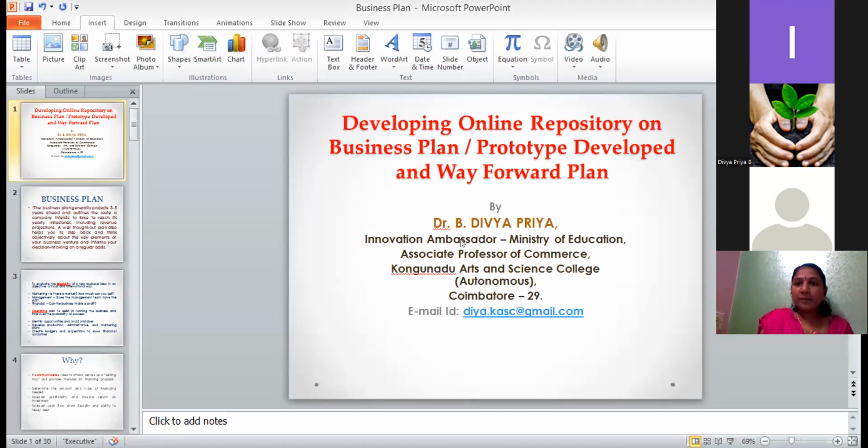So, developing an online repository on business plan or prototype developed. A business plan is prepared at the time when your product is ready to release in the market. Only when your product is ready to release in the market will you go for preparing the business plan. A business plan is a written or typed document which gives a skeleton of your business structure for the next 3 years, for a minimum period of the next 3 years. So here it is.